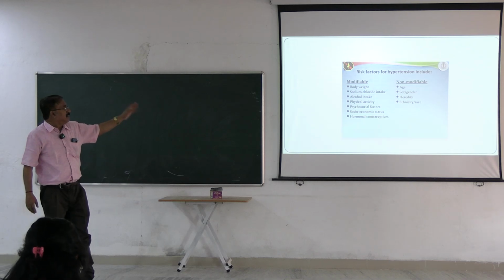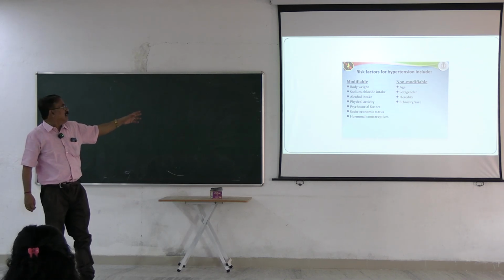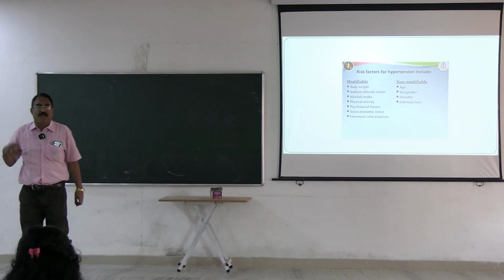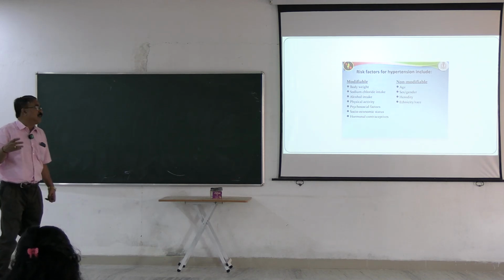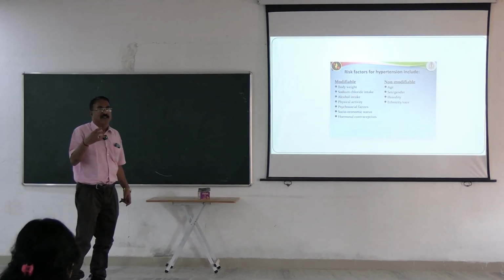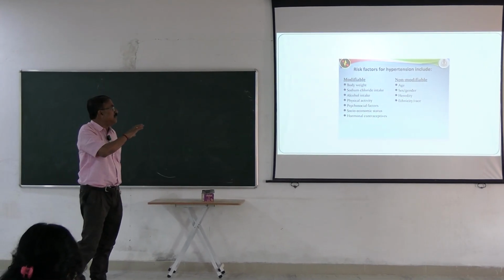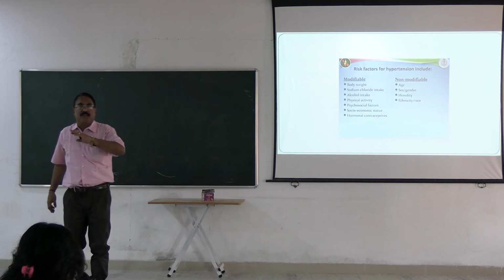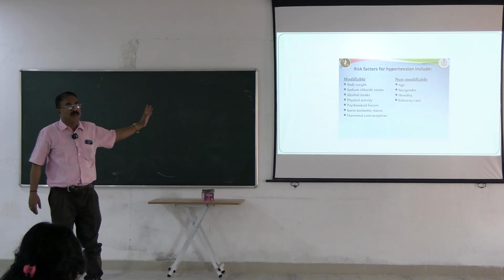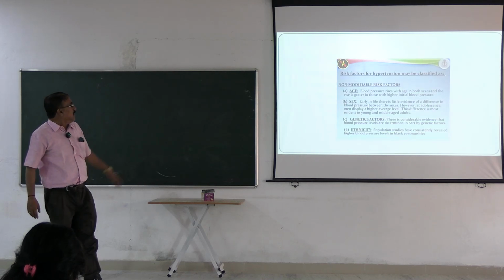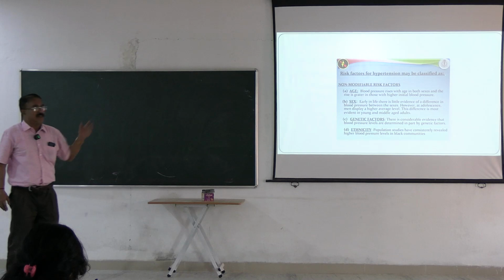So again, modifiable factors: body weight, sodium chloride intake, alcohol intake, physical inactivity. Psychosocial factors, that again is not fully modifiable. Socioeconomic status, hormonal contraceptives. These are all risk factors which you can modify. Non-modifiable are the same things. We can't do anything about that: age, sex, gender, hereditary, ethnicity. We cannot do anything. This left side, only we can do something to modify. So these are the factors.